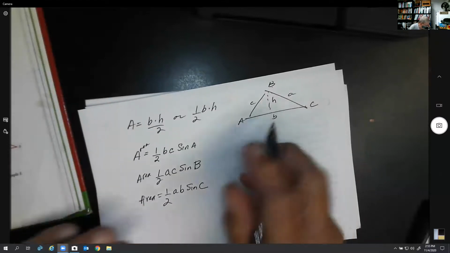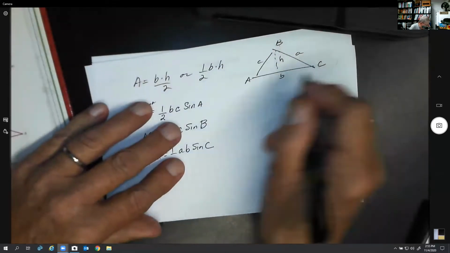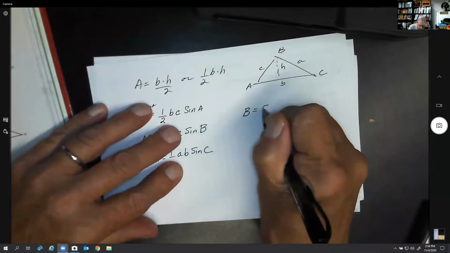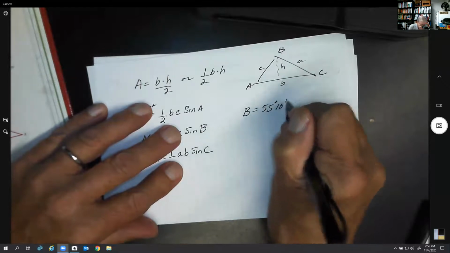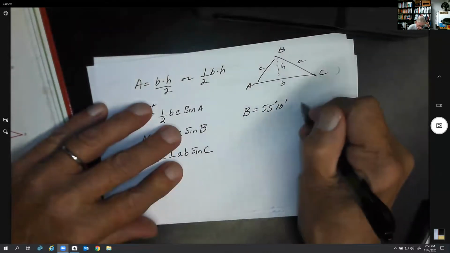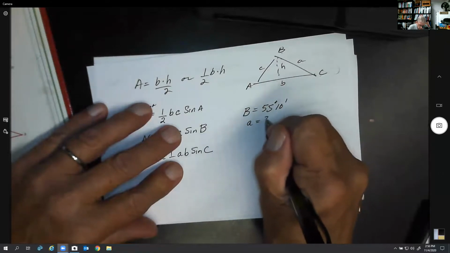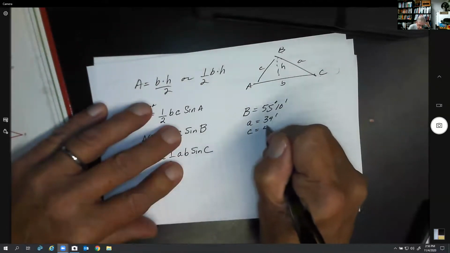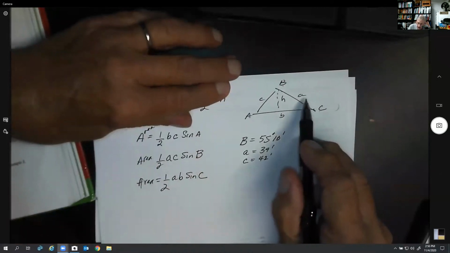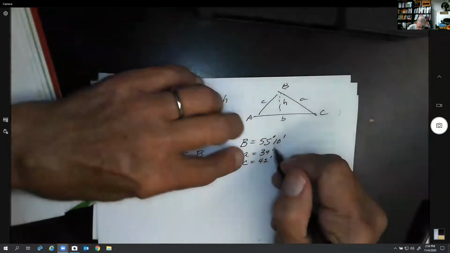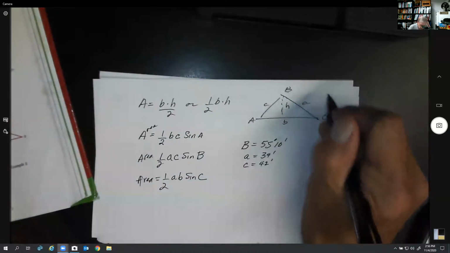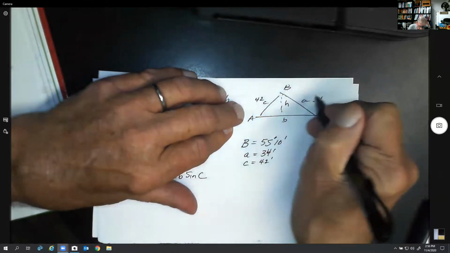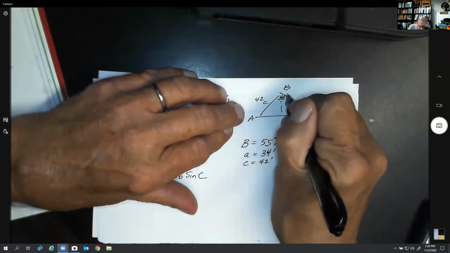Here's one. I'm going to try to speed this up a little bit. It says B was 55 degrees, 10 minutes. Well, let's go ahead and use it. And A is 34 feet, little A, 34 feet. And C is 42 feet. So if we looked at our little drawing here, here's A, is that 34? Can't even read my writing. 34, 42, and we know this angle is 55 degrees, 10 minutes.